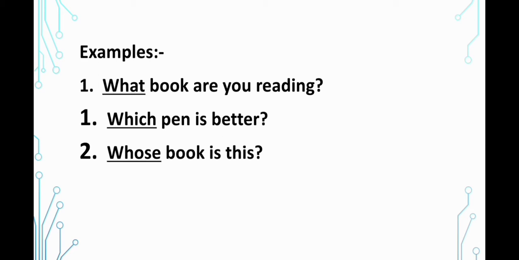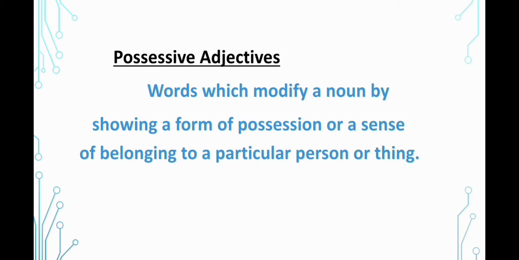Now we are going to discuss possessive adjectives. Words which modify a noun by showing a form of possession or a sense of belonging to a particular person or thing. Students, always remember that possessive adjectives show belonging. It answers the question whose. It will be more clear with the help of the given example.